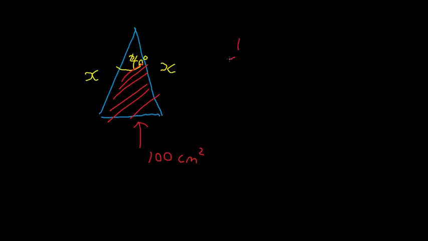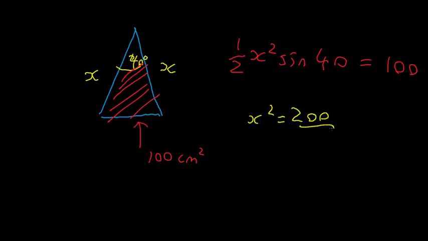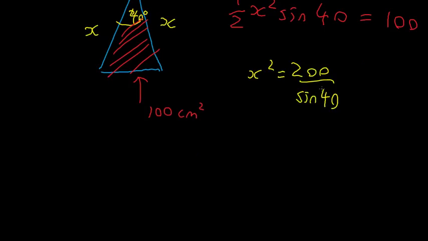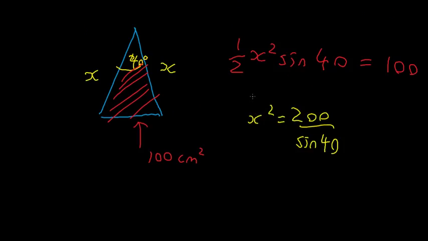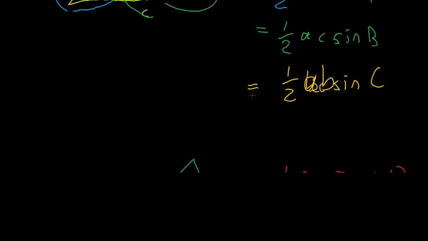Well, I know the area is a half x squared sine 40. So that must be equal to 100. So I would just rearrange that. I would just get x squared is equal to 200 divided by sine 40. Yeah? And square rooting that, x would be equal to 17.6. That's what I have here. So those are two applications of this new kind of sine area rule thing.